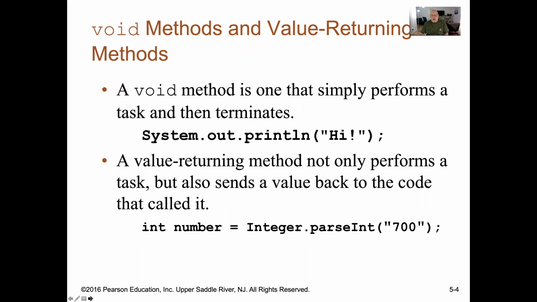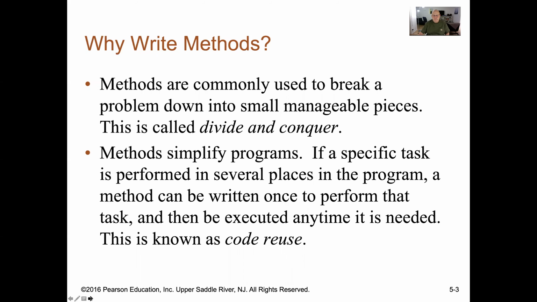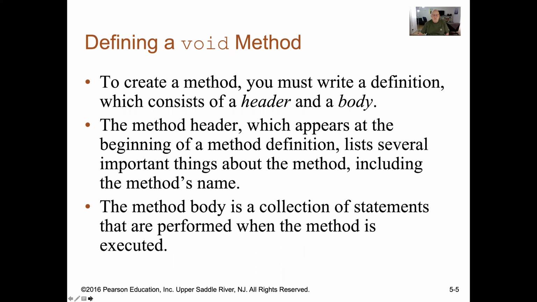This is an example of a void method and a value returning method. So what is a void method? To create a method, you must write a definition, which consists of a header and a body. The method header, which appears at the beginning of a method definition, lists several important things about the method, including the method's name. The method body is a collection of statements that are performed when the method is executed.